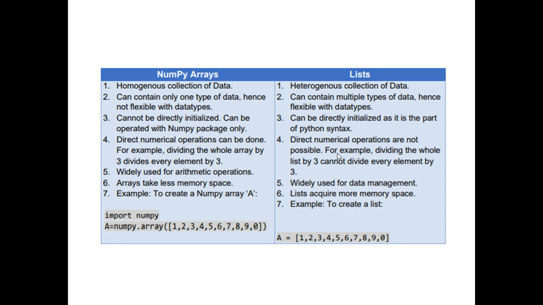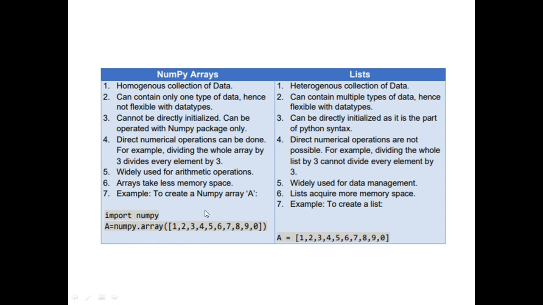Now let us see creating a numpy array and creating a list. So import numpy, A is equal to numpy dot array of, and here I am initializing it with some numbers. To create a list, I only have to say A is equal to brackets. The major noticeable differences are: in a numpy array, it has to be of the same type; in a list, it can be of different types. Numpy arrays work every time with numpy dot array, and they can be operated with the numpy package every time.